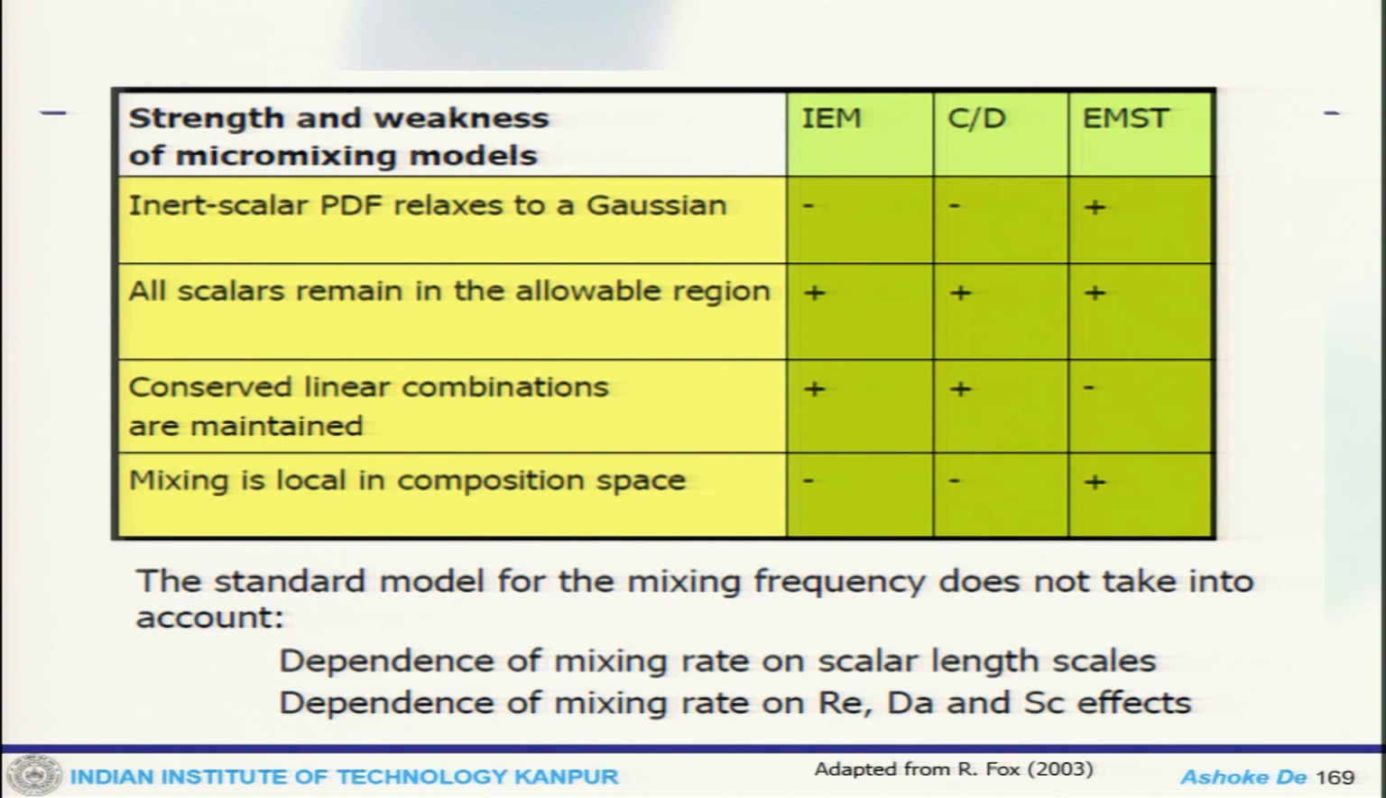Now let me quickly put together the strengths and weaknesses of these micromixing models. So there are IEM, CD and EMST. First point: the inert scalar PDF relaxes to a Gaussian. This happens in EMST only. Then all scalars remain in the allowable region, that is true for all of them. The conserved linear combinations are maintained in these two, not here. Mixing is local in composition space, which is actually true for EMST.